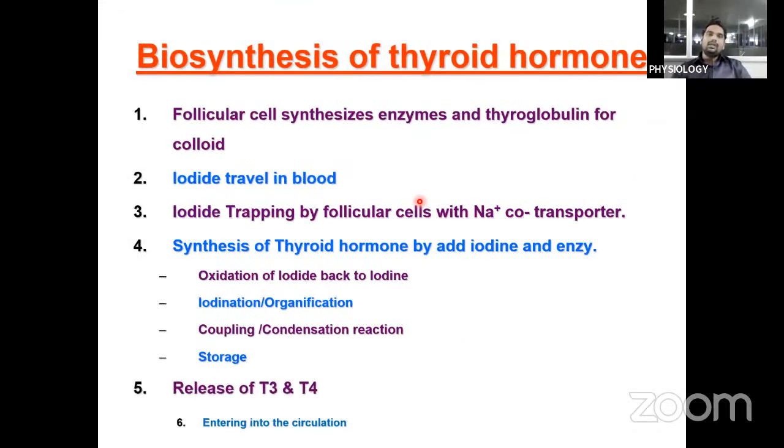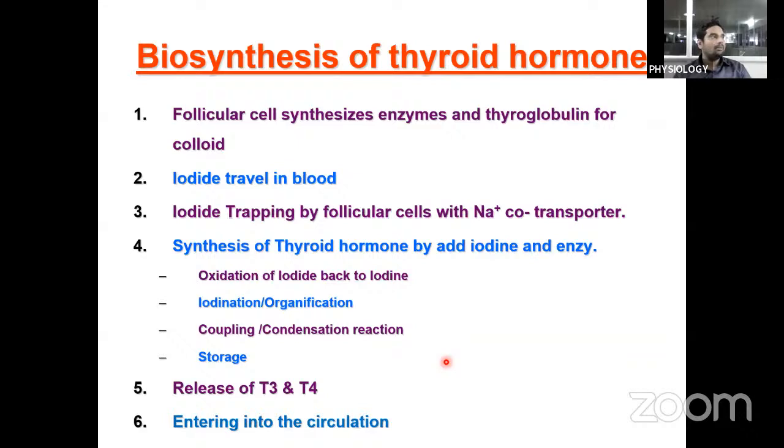Now we'll see in detail about the biosynthesis of thyroid hormone. First, a follicular cell synthesizes an enzyme and thyroglobulin for the colloid. Iodine travels in the blood, and iodine is trapped by the follicular cells with the sodium co-transport mechanism. Synthesis of thyroid hormone occurs by adding iodine and an enzyme, where oxidation of iodide back to iodine occurs. Iodination and organic exchange also occur. Coupling and condensation reactions occur, and finally the thyroglobulin will be stored in the colloid.